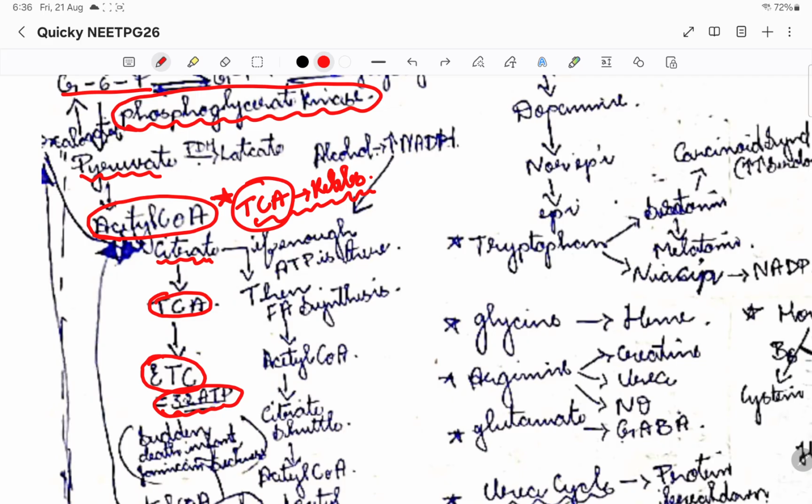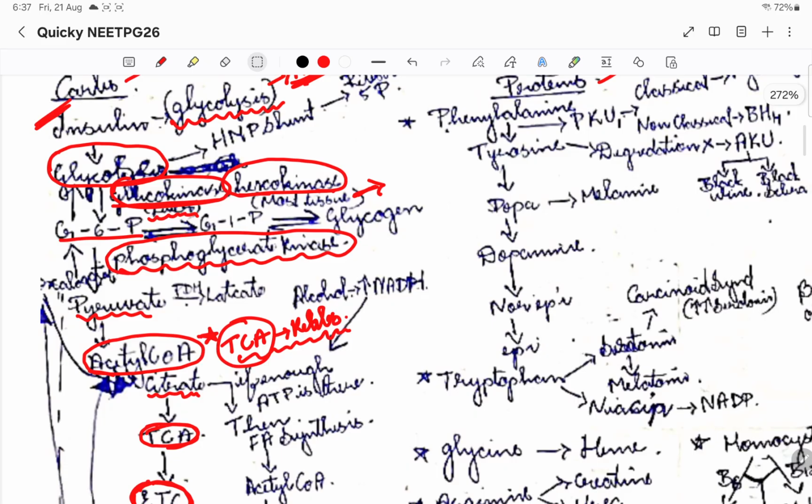Acetyl CoA will enter the TCA cycle through citrate. Citrate and acetyl CoA combine together, it goes into the TCA cycle, and then finally into one more cycle called the ETC, the electron transport chain, where one single carbohydrate molecule will form 32 ATPs. This is very important. Remember this information about 32 ATPs.